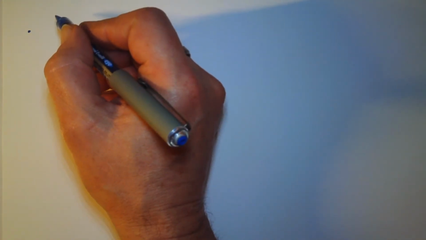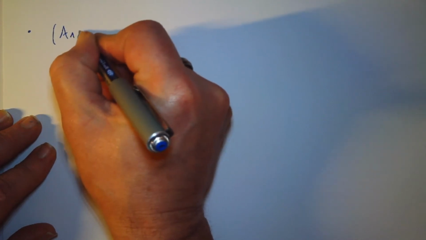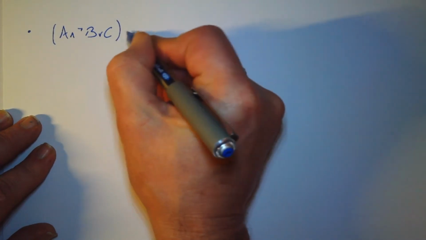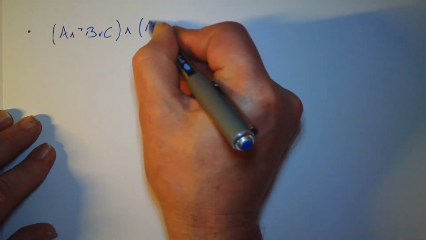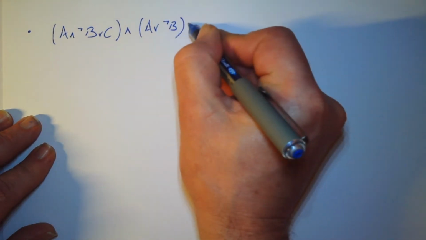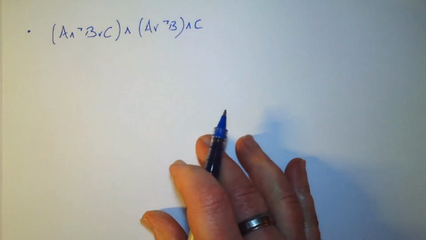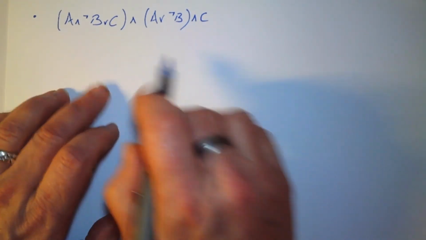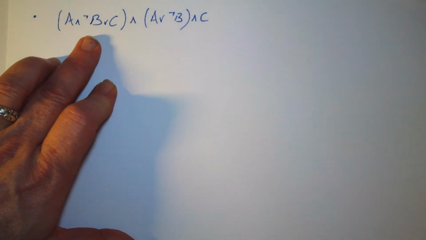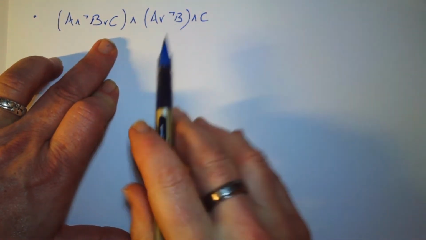So the question posed is, what is a simplified form of? We start off with, in brackets, A and then negative B or C, and that's ANDed with A or negative B, ANDed with C. If you look at this, there's nothing here which jumps out at us straight away as an opportunity to apply any of our Boolean algebra rules.